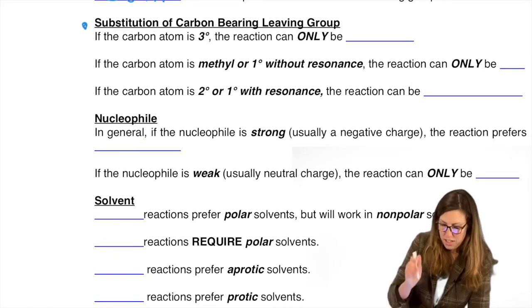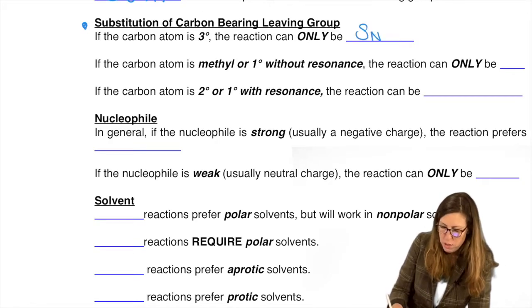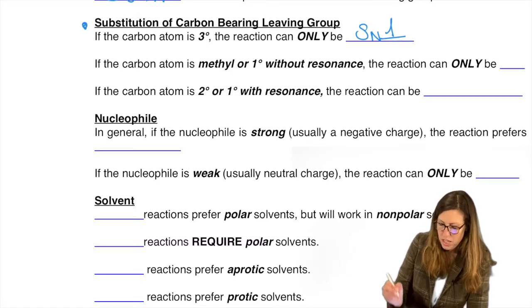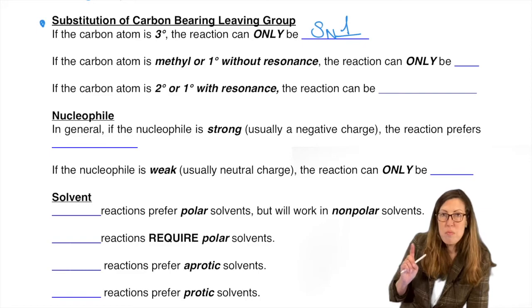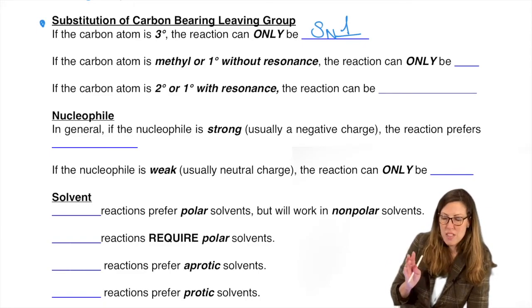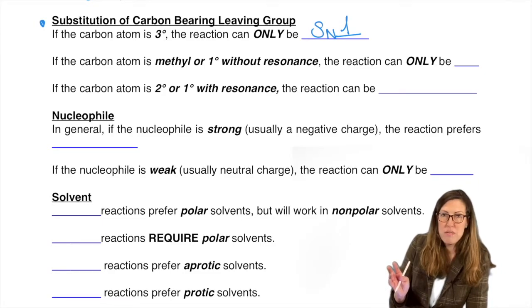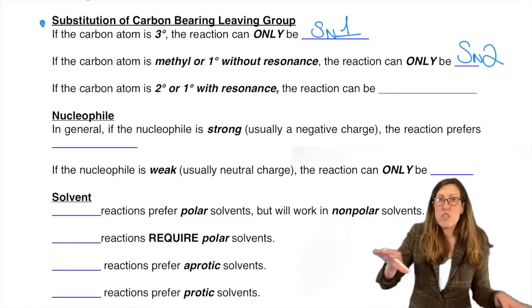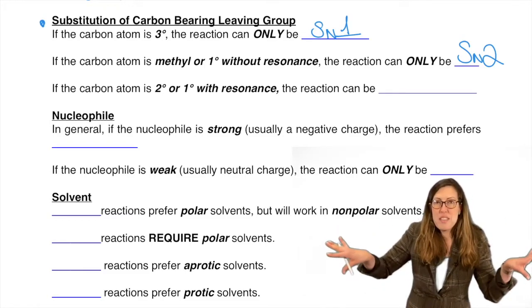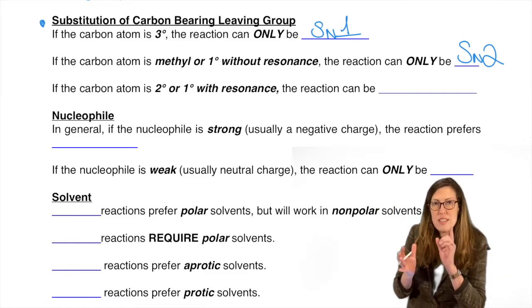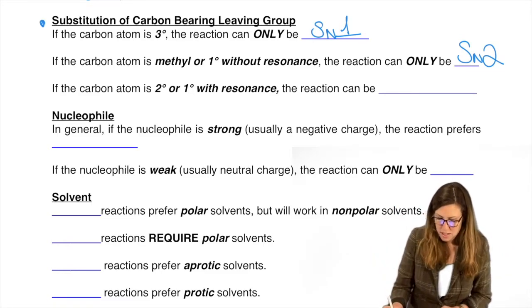If it's tertiary, it can only be SN1. SN2s don't work in tertiary: no space, it's sterically hindered, no backside attack. If it's primary without resonance, or methyl, it can't be SN1 because that's a horrible carbocation. It can only be SN2. So those two extremes are sorted. You see that kind of substrate, we're set. The hard decision comes when it's in the middle. Is it secondary or primary with resonance? Then it could be both.